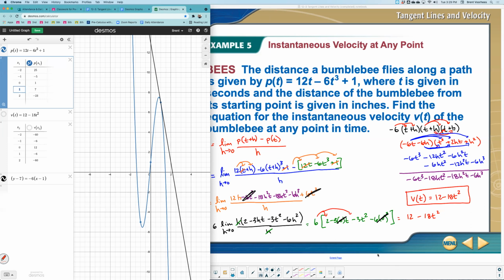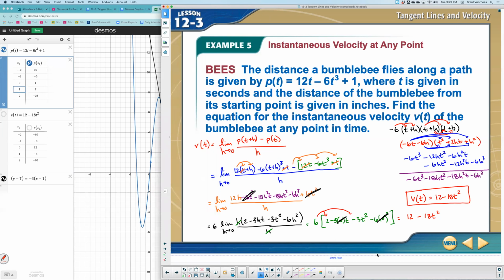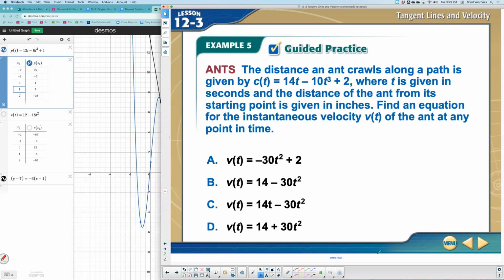So with all that, that's kind of the extra. That's how the graph looks. Let you try this problem here. Stop the video if you need more time.